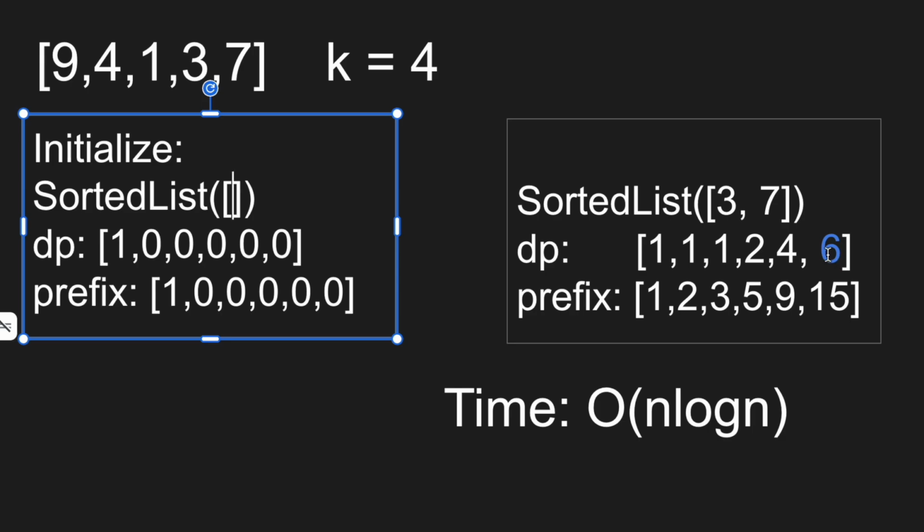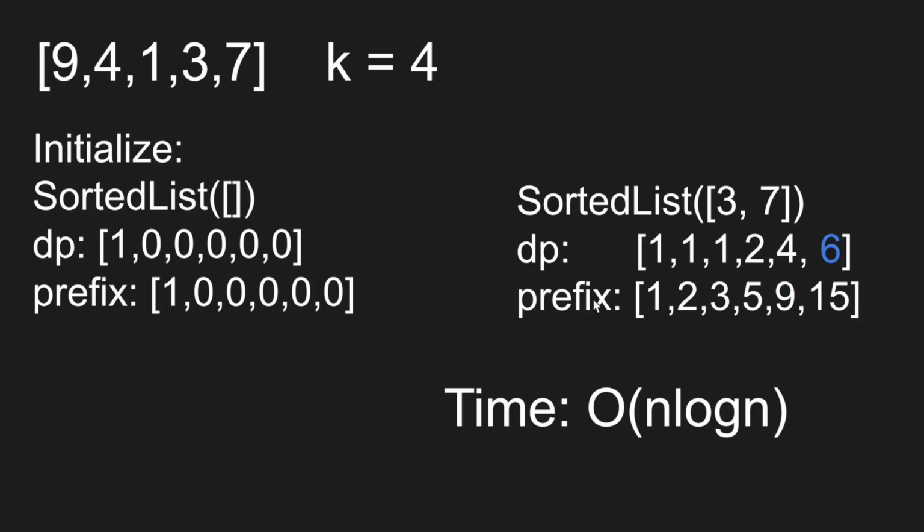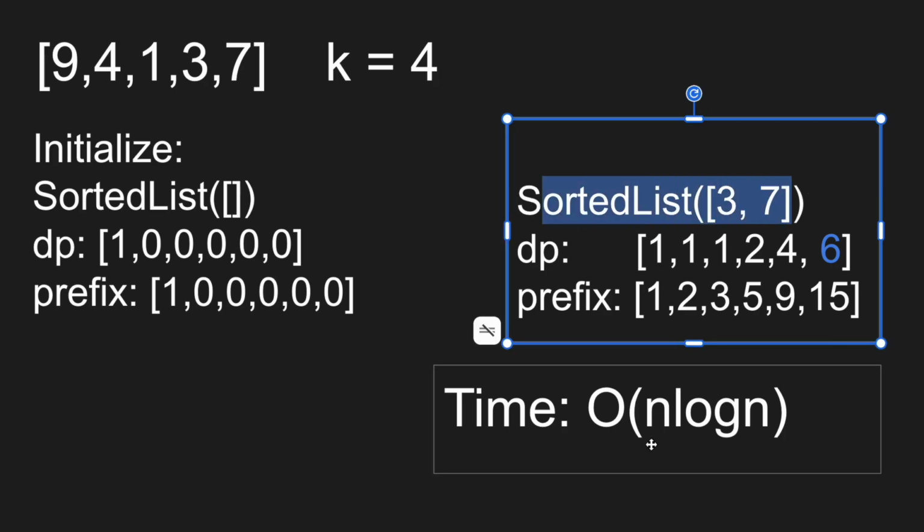So if we want to calculate this, what we will do is we will look here and subtract the window size, so it will be 2. So 9 minus 3 will be 6, so right here 6. And because prefix is the sum of all the previous subarrays and the new subarrays given the new index, we will just add here and here. So 6 plus 9 is 15, 4 plus 5 is equal to 9, and so on and so forth. And the time complexity is n log n, because the sorted list can take log n time.